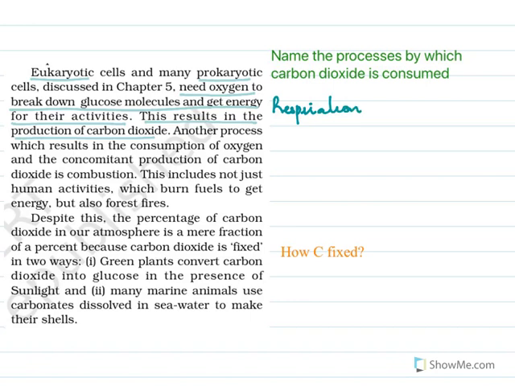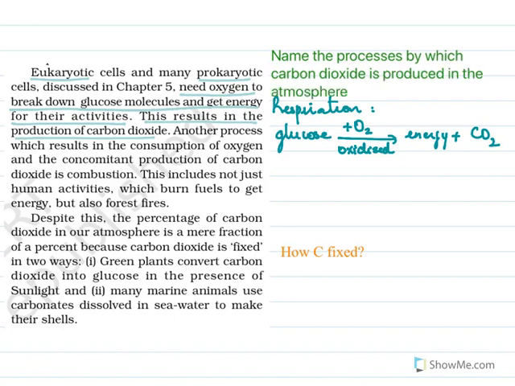In respiration, glucose is burned down with the help of oxygen. It is oxidized, and as it is oxidized, energy plus carbon dioxide is given out. This is how carbon dioxide is produced in the atmosphere. Another way carbon dioxide is produced is by combustion, and also by forest fires.